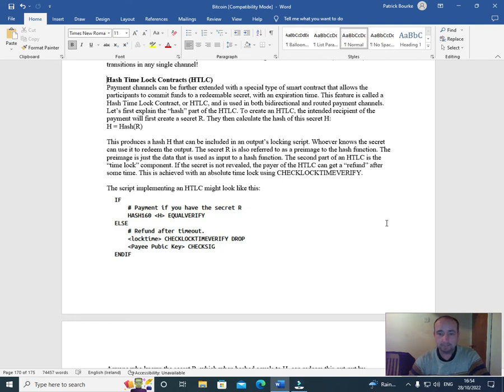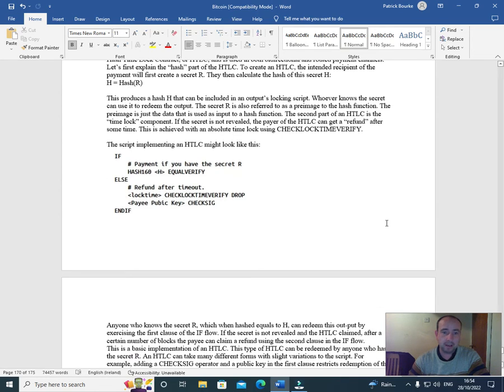To create an HTLC, the intended recipient of the payment will first create a secret R. Then they calculate the hash of this secret, H equals hash(R). This produces a hash H that can be included in an output's locking script. Whoever knows the secret can use it to redeem the output. The secret R is also referred to as a pre-image to the hash function. The pre-image is just the data that is used as input to a hash function.